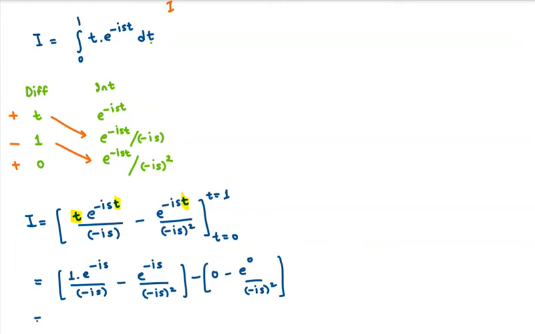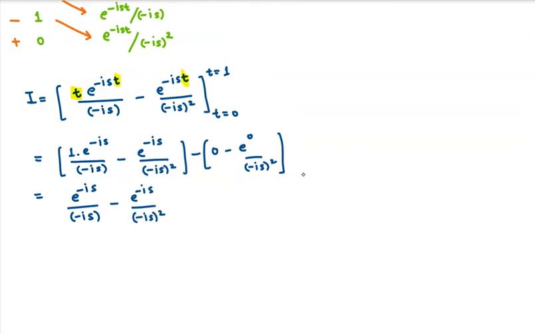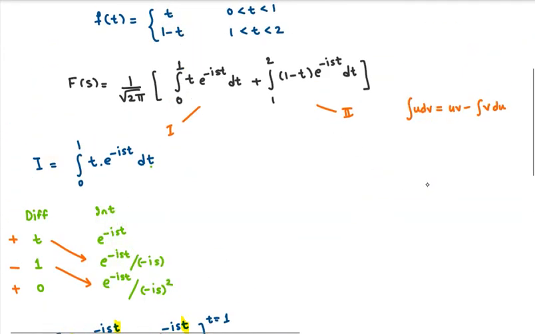Let's simplify it further. So we'll get e power minus iota s over minus iota s minus e power minus iota s over minus iota s to the power 2, and this minus minus becomes plus. Any number power 0 is 1 over minus iota s to the power 2. So this is the value of the first term. Let's go to the second term and integrate it in the same way.